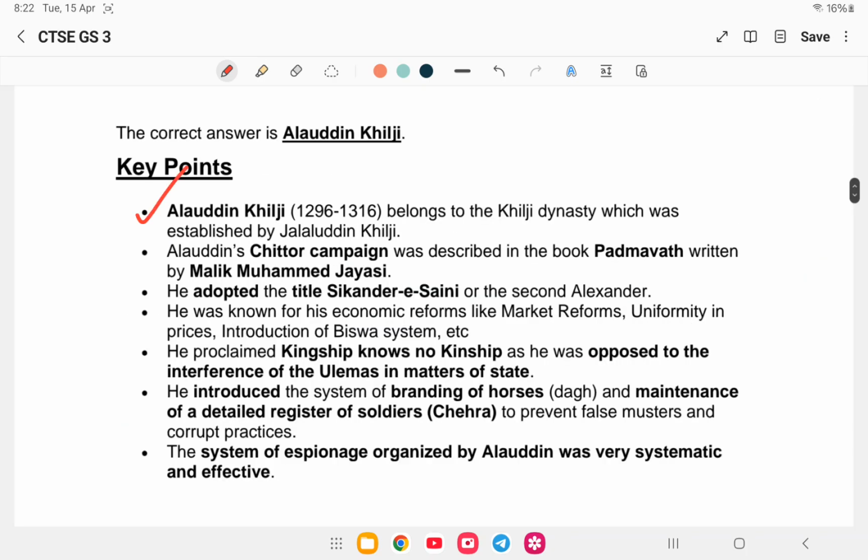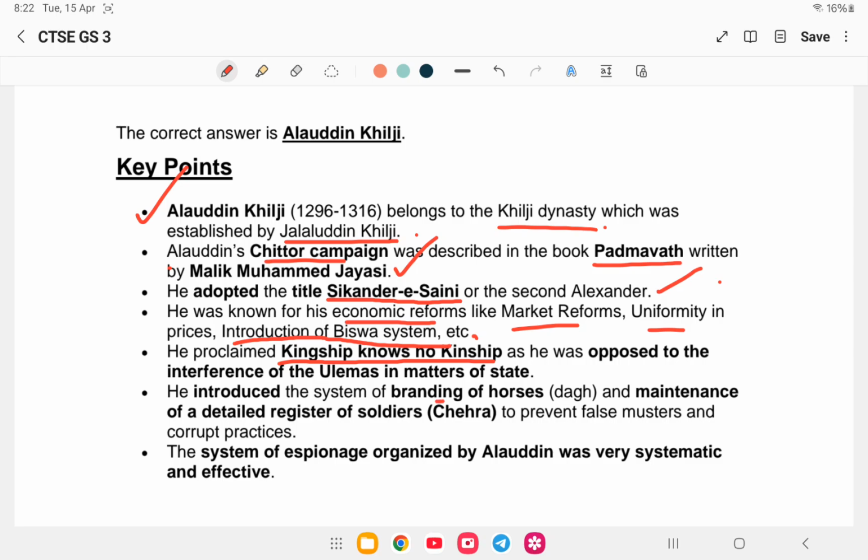So Alauddin Khilji belongs to the Khilji dynasty, which was established by Jalaluddin Khilji. Alauddin's Chittor campaign was described in the book Padmavat, written by Malik Muhammad Jayasi. He adopted the title Sikandar-e-Sani, or the second Alexander. He was known for his economic reforms like market reforms, uniformity in prices, introduction of the Biswa system, etc. He proclaimed that kingship knows no kinship.